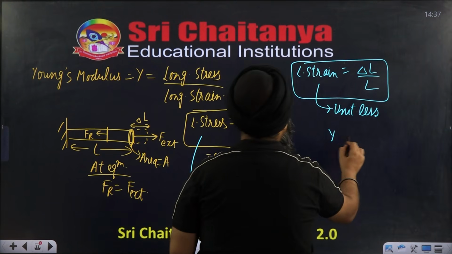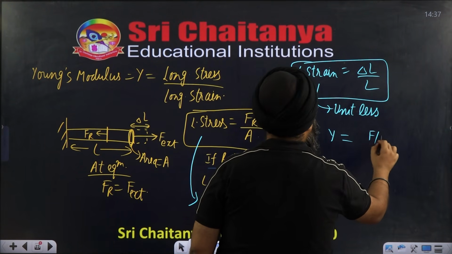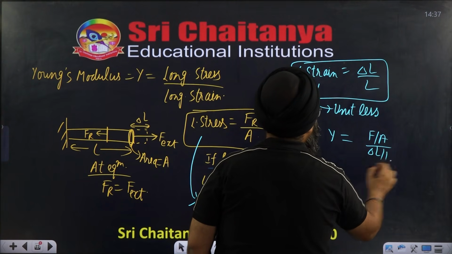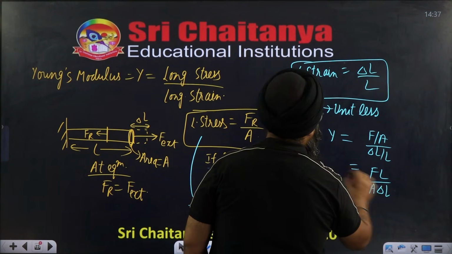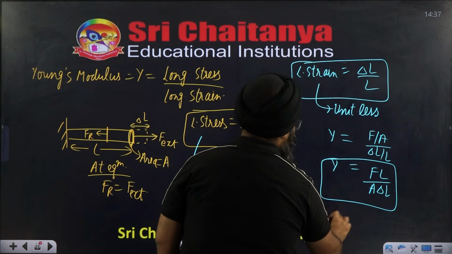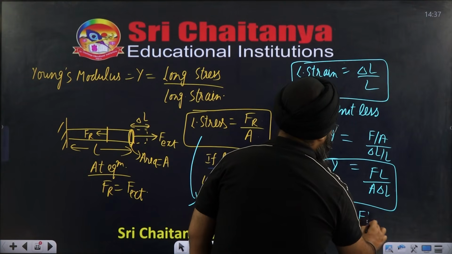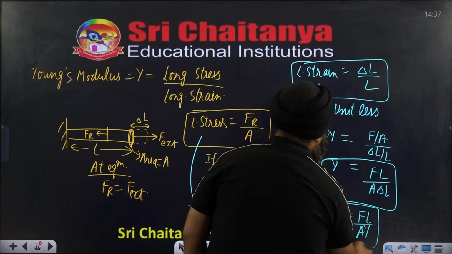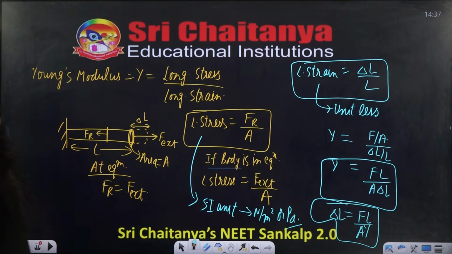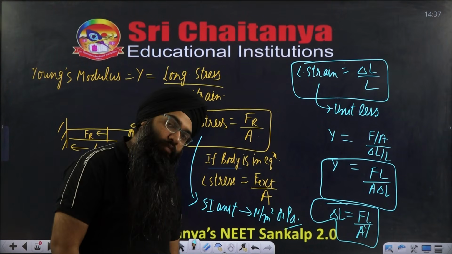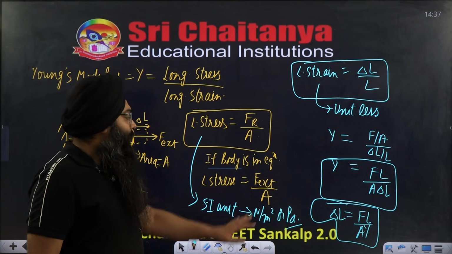And what will be Young's modulus now? Young's modulus will be basically longitudinal stress, that is force per unit area, divided by delta L by L. So I can write it as F into L divided by A into delta L. This is Young's modulus. From here I can write the change in length will be equal to FL divided by A into Y, where Y is the Young's modulus of the material of the wire. Obviously the Young's modulus will not depend on the stress and strain.